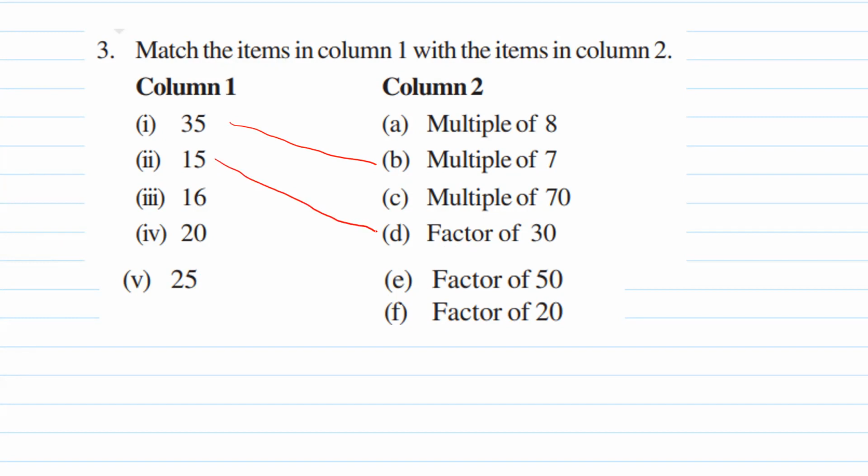Then 16, it is the multiple of 8. Then 20, 20 is the factor of 20. Yes, any number can be a factor of itself as well. And 25, you can write 25 as the factor of 50. Okay. We cannot write 25 as a factor of any other number, so that is why this is being left as it is.